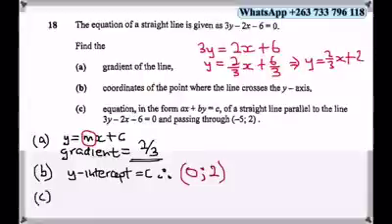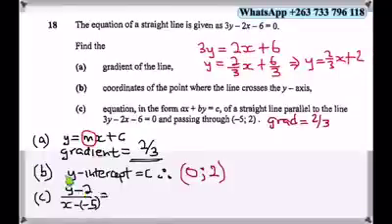Then for part C, the equation in the form ax plus by is equal to c of a straight line parallel to the line 3y minus 2x minus 6 equals to 0 and passing through minus 5 and 2. So parallel lines have equal gradients. So here we will use the gradient. The value of the gradient is 2 over 3. Then we take these coordinates and insert in the gradient formula. So the gradient formula here will be increase in y over increase in x. So it's y minus 2. This is 2 here. Then x minus minus 5. This is minus 5. So this becomes x plus 5 is equal to 2 over 3, which is the gradient.